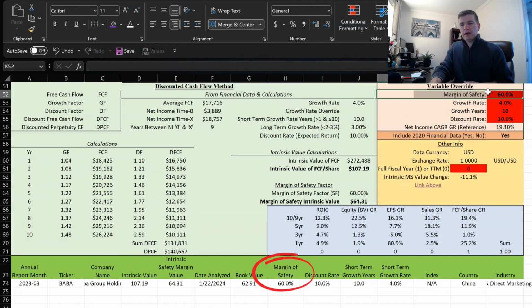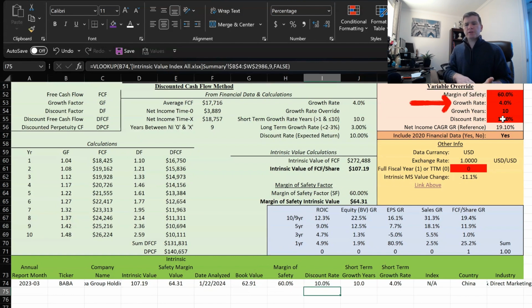And for margin of safety, I'm using a pretty aggressive 60%, and that's because of the current state of the U.S. and China relations. I'm not on the best terms. And every so often you hear potential discussions about Taiwan. So I'm just trying to be a little extra conservative for a company like this.